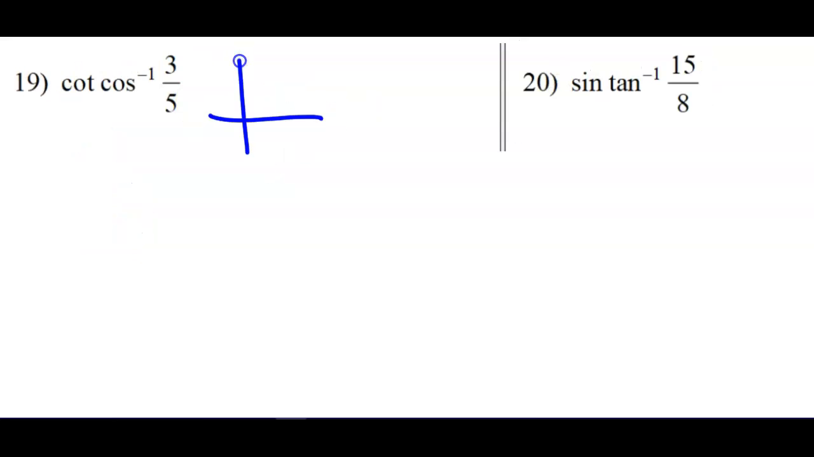All right, this is the same question, I think. It starts out the same. Cosine is adjacent over hypotenuse. It's positive, so it's in quadrant 1. But now it wants the cotangent. So we do have to do Pythagorean theorem.